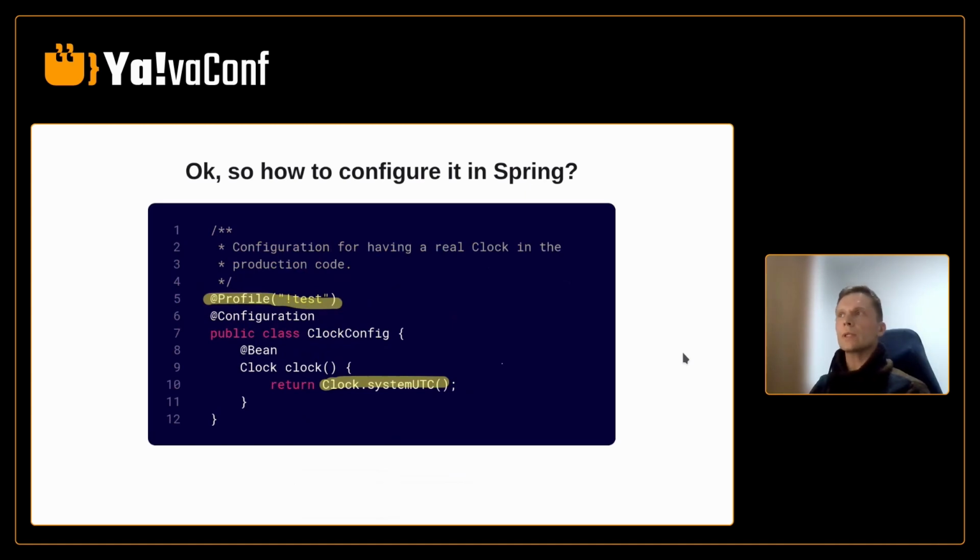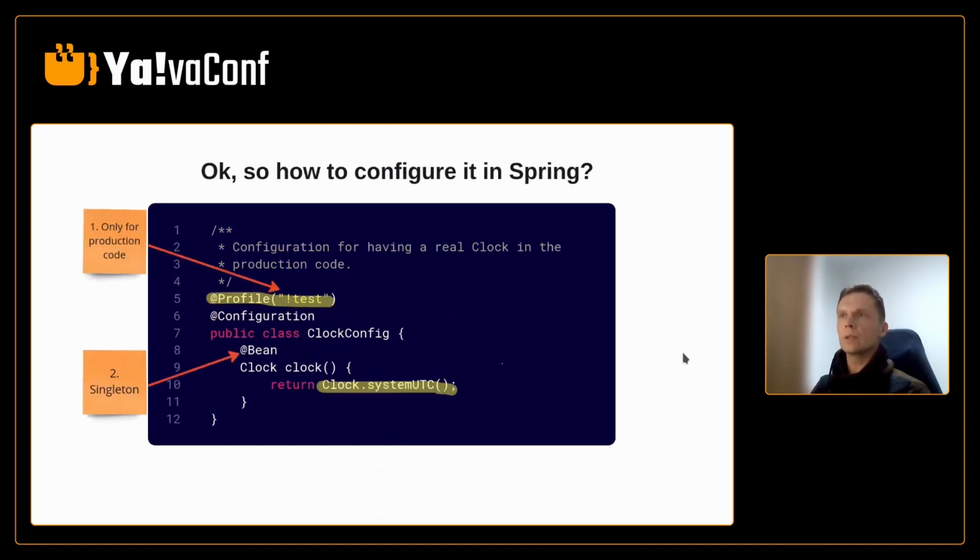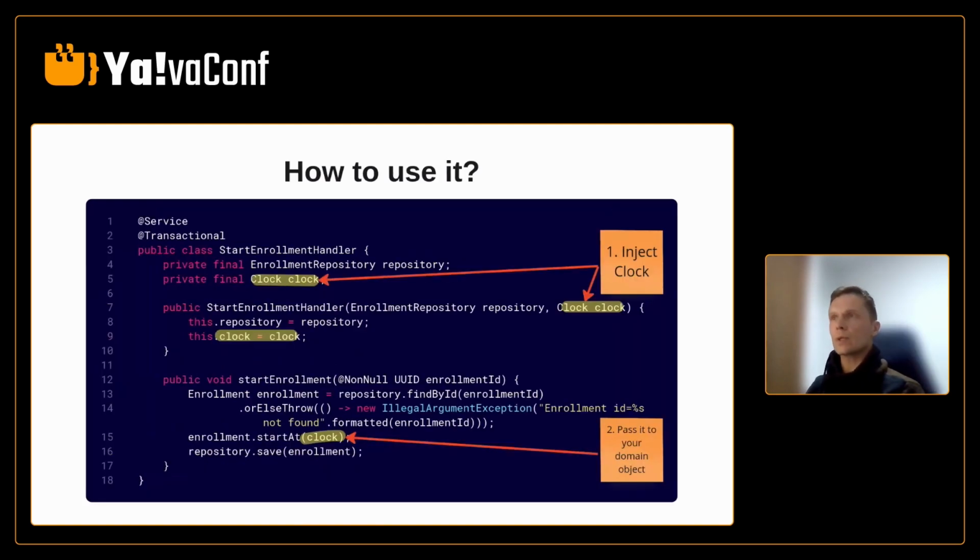Now, to configure it in Spring, we need only this one class. It's a singleton. It's only for production code, because for tests we would like to use different implementations of clock. We will just work with them. And for keeping things very easy and understandable, we should use system UTC. It's just the easiest thing ever in our code base. Let's just keep things simple. Let's use UTC 0.